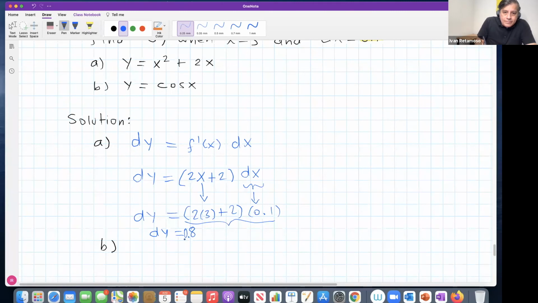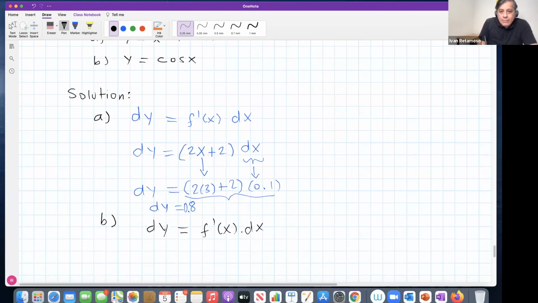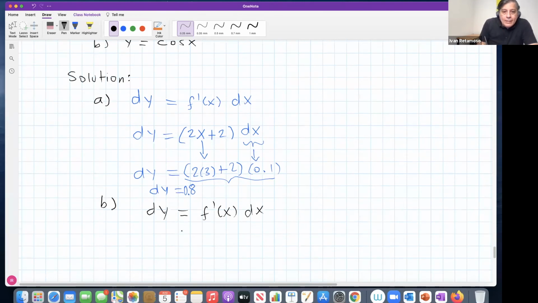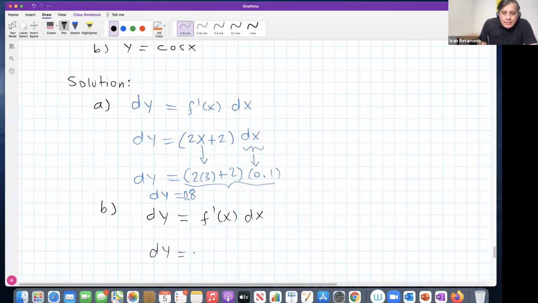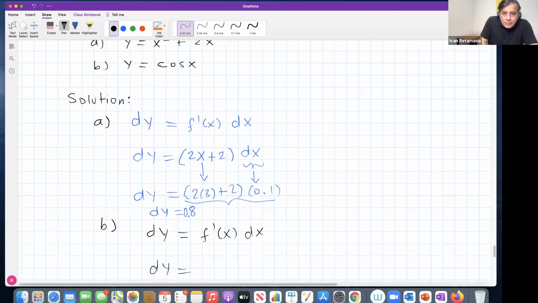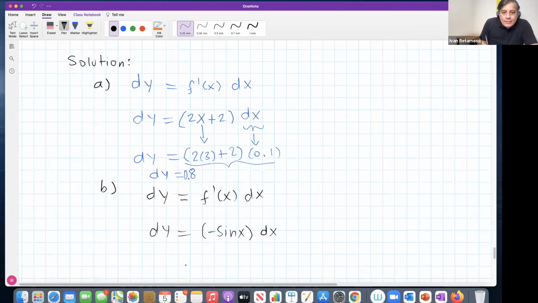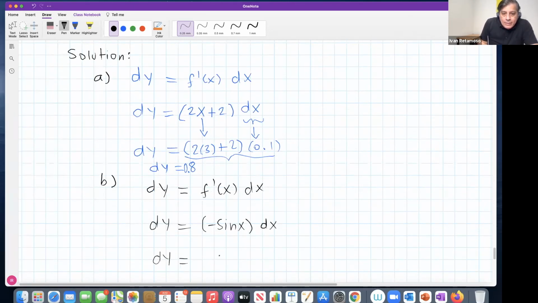Yeah, so this was part B, right? So this is a new function. So write out your differentials equation, right? dy equal f prime of x times dx. Then dy will be the derivative. The derivative of this cosine function, remember, is minus sine. And then dx here, right? That's it. And then the differential of y will be minus sine of x.